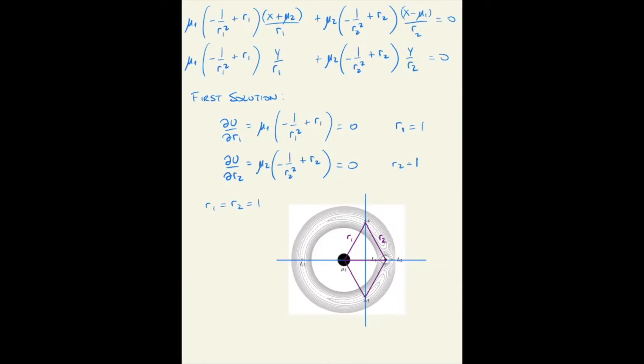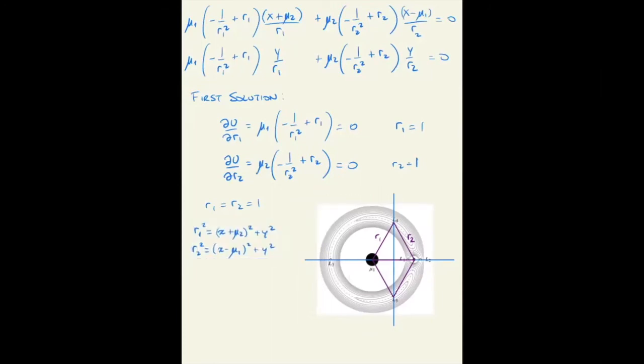By convention, L4 is the leading point and L5 is the trailing. You can see that indeed these are the triangular points by going again to the equations for r1 and r2 and substituting the fact that we found that both of them are equal to 1. So the equations to solve are (x plus mu2) squared plus y squared equal 1 and (x minus mu1) squared plus y squared equal 1. So the way to make this work is if (x plus mu2) squared is equal to (x minus mu1) squared, which lets you cancel the x squared on both sides.